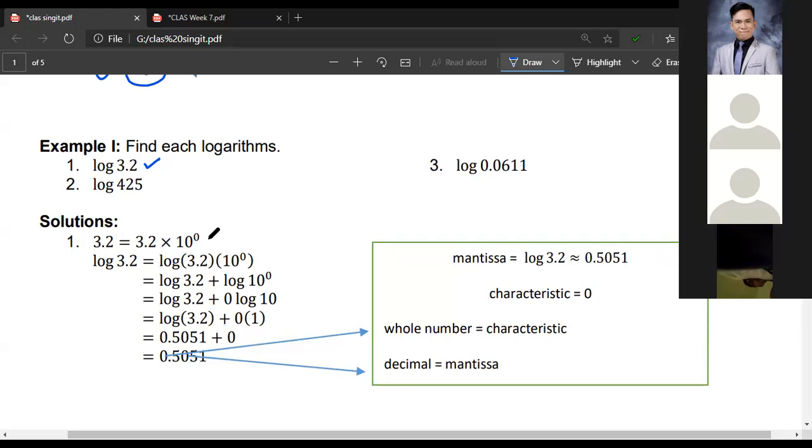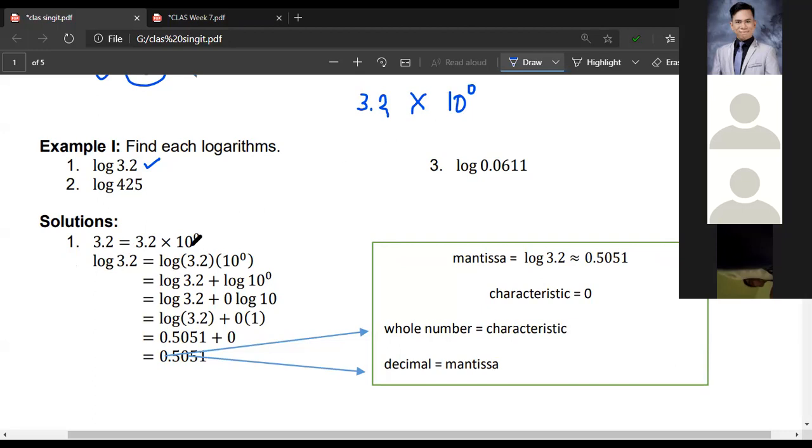So, 3.2. Hanapin first yung scientific notation. Ano yung scientific notation ni 3.2? So, dapat isusulat natin siya as the number times the power of 10. So, since 3.2 lang siya, ano ang power ng 10 na, dahil di nga siya multiple of 10, gagawin natin siyang 10 raised to 0.